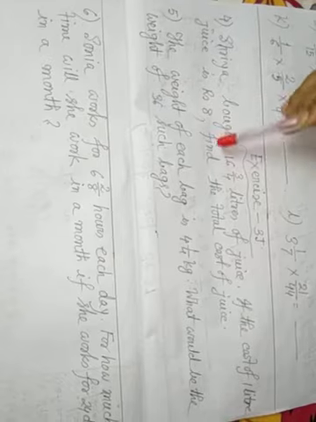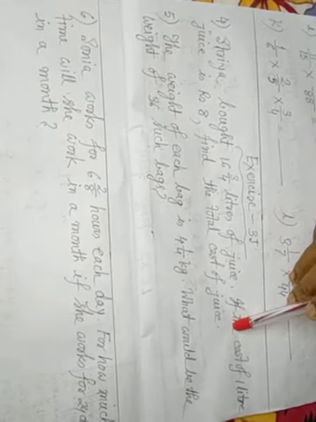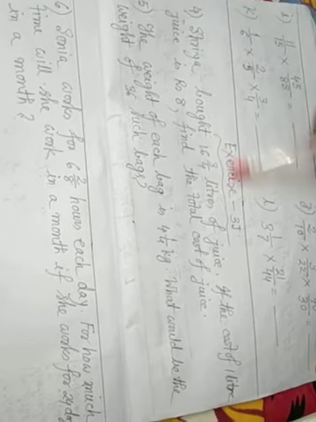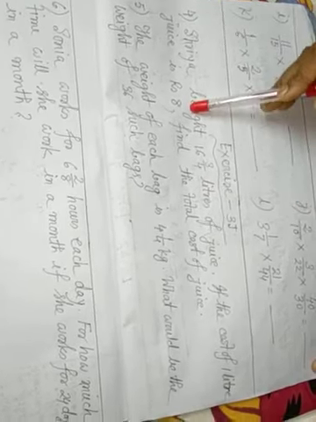Shreya bought 16 3 by 4 liters of juice. If the cost of 1 liter of juice is ₹8, find the total cost of juice. Okay, you write the statement, as I do in the class, and solve your problem. Total cost means 16 3 by 4 liters. If the cost of 1 liter of juice is ₹8, so what is the cost of 16 3 by 4 liters of juice?